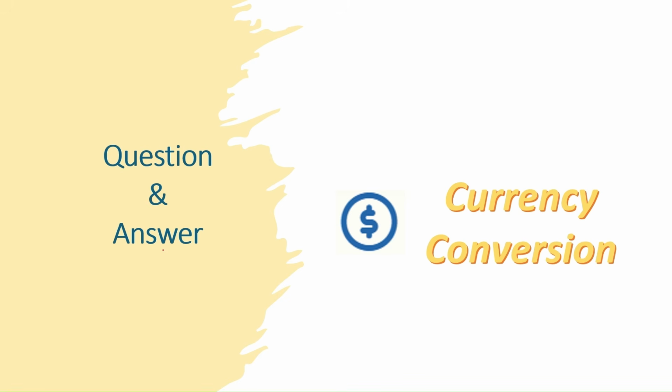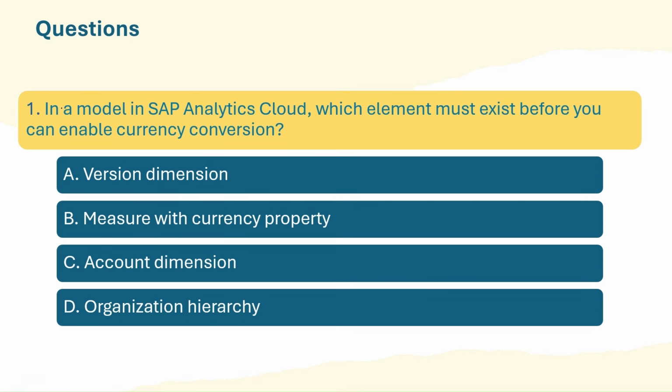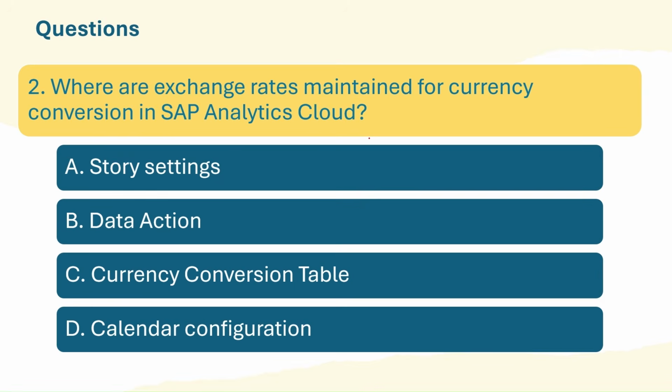It's time to move to the question and answer section of today's session, which is currency conversion. Our first question is, in a model in SAP Analytics Cloud, which element must exist before you can enable currency conversion? Your options are version dimension, measure with currency property, account dimension, or organization hierarchy. Next question is, where are exchange rates maintained for currency conversion in SAP Analytics Cloud? Your options are story setting, data action, currency conversion table, or calendar configuration.